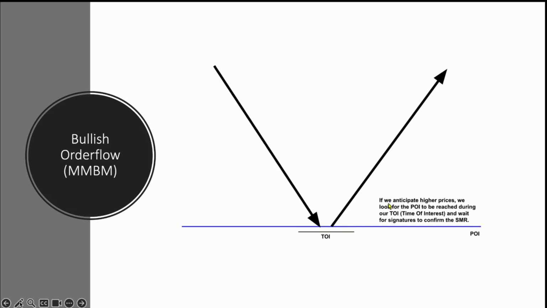If we anticipate higher prices, we look for the POI, the point of interest, to be reached during our TOI, or time of interest, and we wait for signatures to confirm the smart money reversal. During this lecture, we're going to focus on what this blue line is and on what this point of interest is.